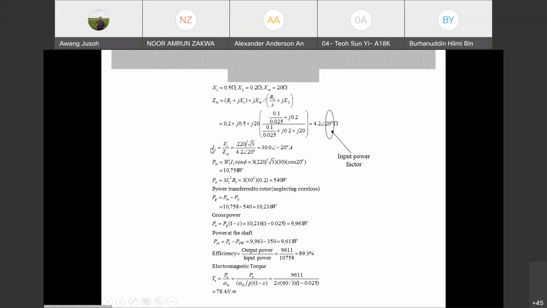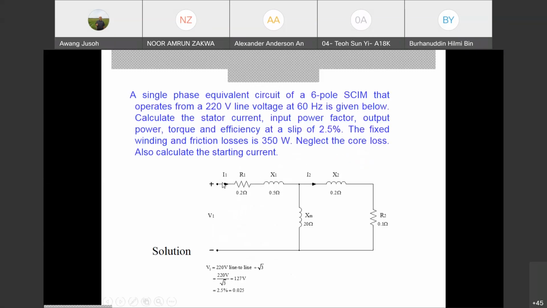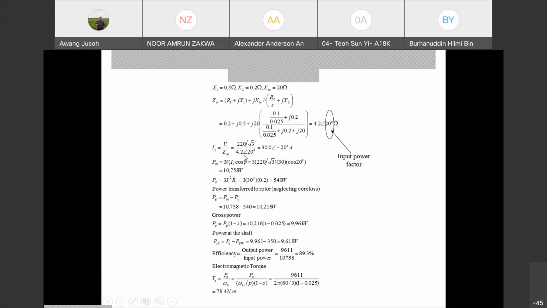Then you can find the current there, the source current, total current. V divided by Z. V1 is 127, divided by Z, and you get the current. Now you see there, the current is 30 A with angle of negative 20 degrees. That means the current lags the voltage by 20 degrees, so the power factor is lagging, cosine 20 degrees lagging. For an inductor it is lagging. For a capacitor it is leading. Okay, the current equals this value.